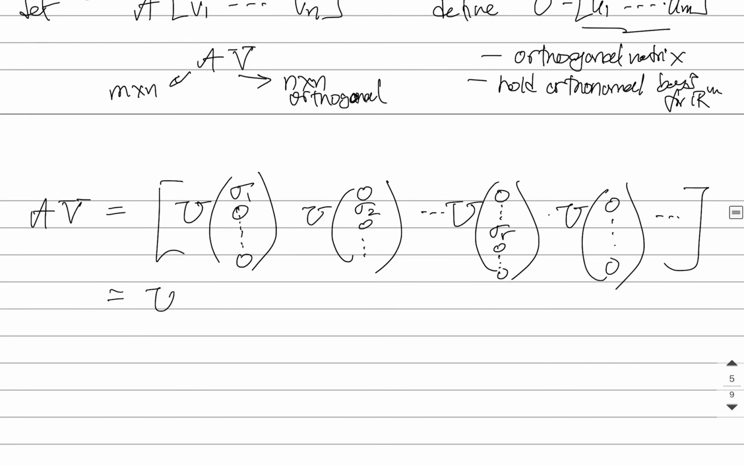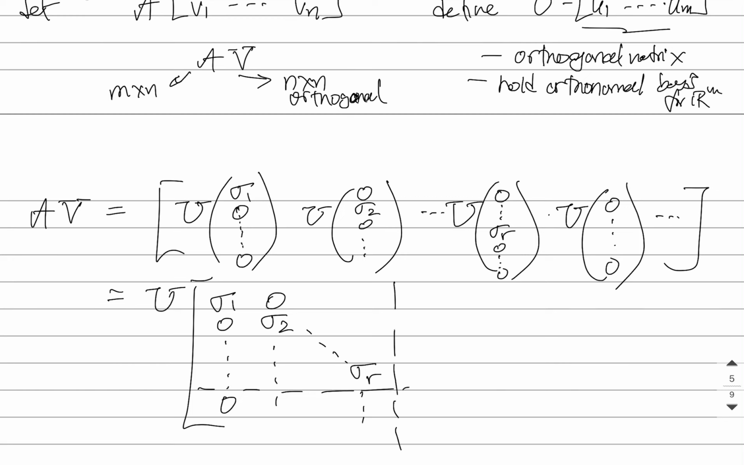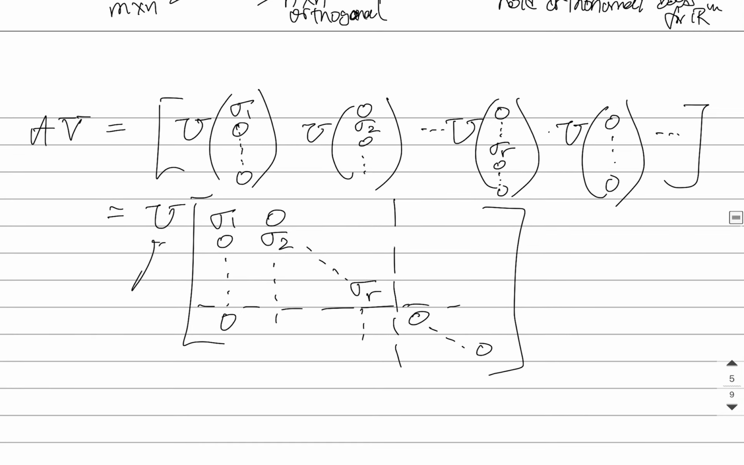So if I wanted to, I could write this as another matrix times matrix. And here's how it's going to look. The first column here is going to be a sigma 1 with zeros all the way down. Sigma 2, zeros all the way down. And this is going to go to sigma R, zeros all the way down. And if I wanted to, I could think of this now as a bunch of zeros remaining here. So this is going to be an interesting matrix.